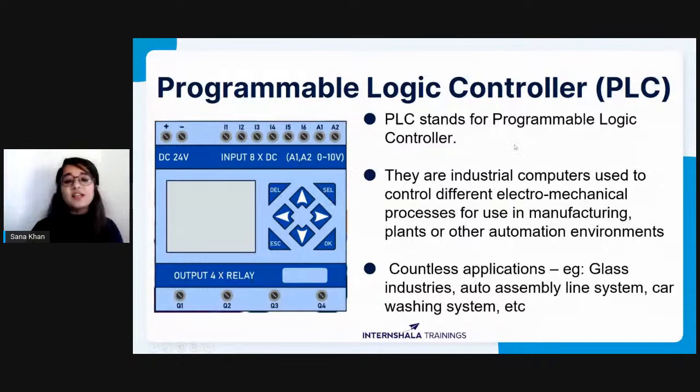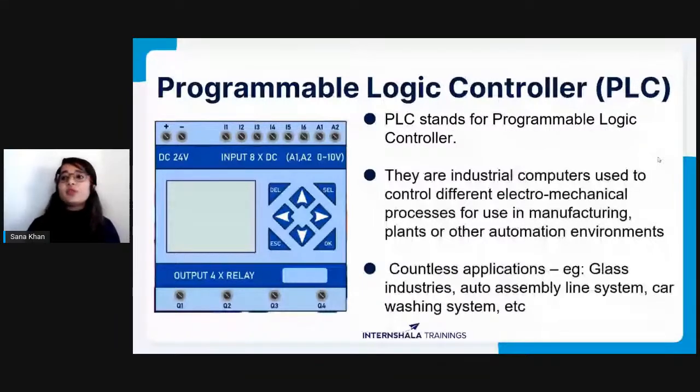So PLC stands for Programmable Logic Controller. It works on logic, and it's basically an industrial computer. Why PLCs are used so prominently in the automation industry is that where you deploy these PLCs, they are used in very harsh environments.